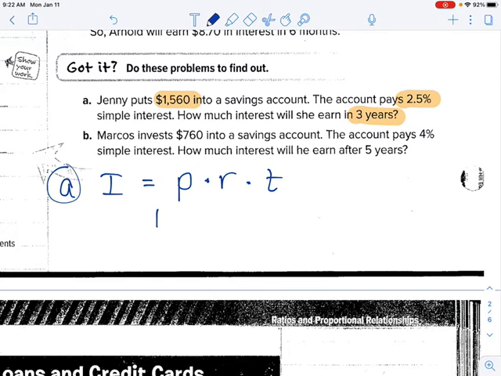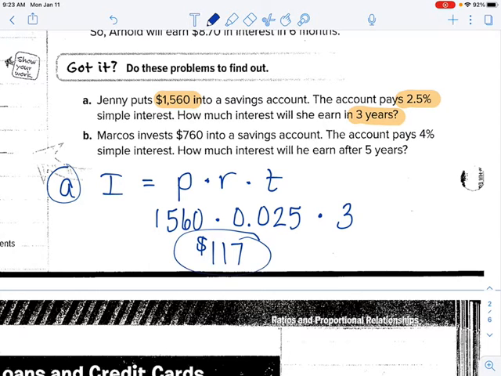Your principal is the $1,560 that they put into the savings account. Your rate is the 2.5%. To make that a decimal, you turn it 2 places to the left, so that would be 0.025, and then your time is 3 years. So plug that into your calculator. 1,560 times 0.025 times 3 years, and you get $117 that she would earn by having that money in the bank.